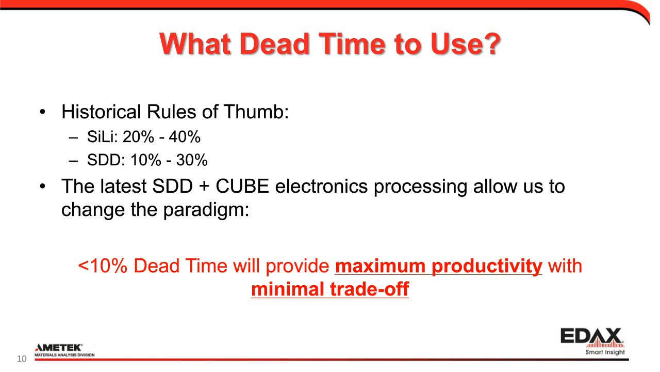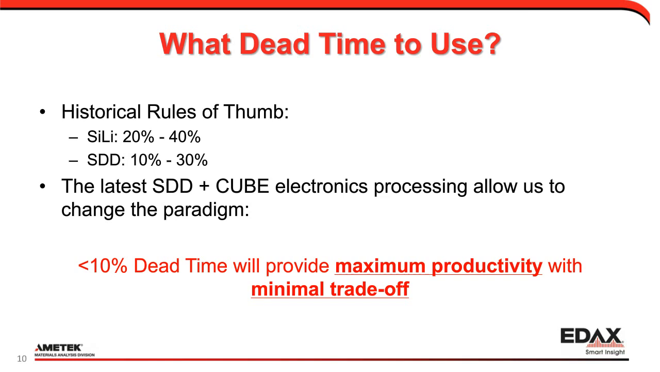And in a productivity webinar, we want to minimize the amount of time that we're losing. So the historical rules of thumb for those silicon and lithium detector users out there, you're probably working somewhere around 20 to 40% dead time. And that's what we would instruct our analysts to use during our training classes. We would usually say about 20 to 40% for a SiLi detector.